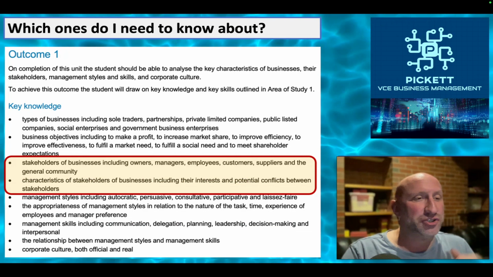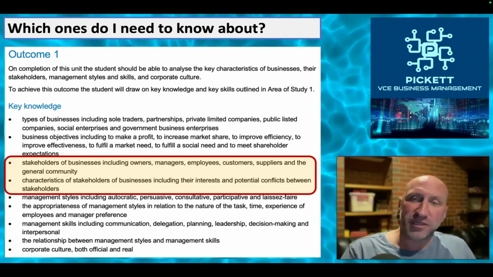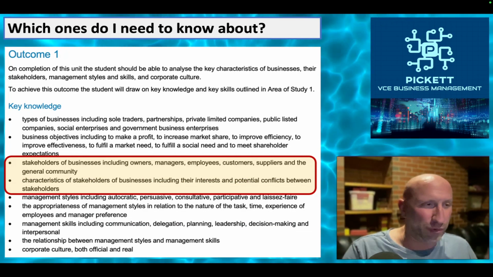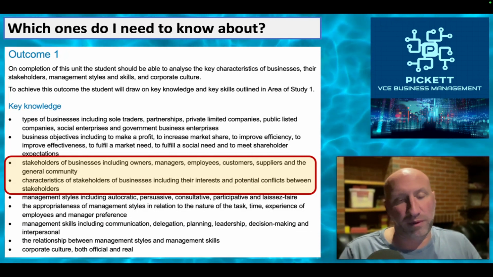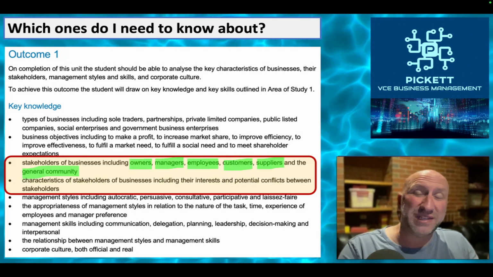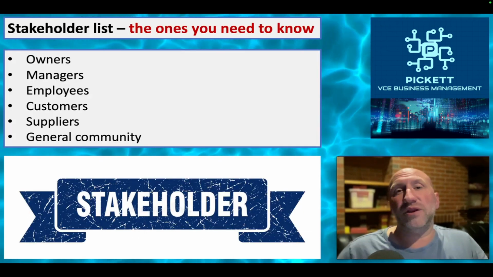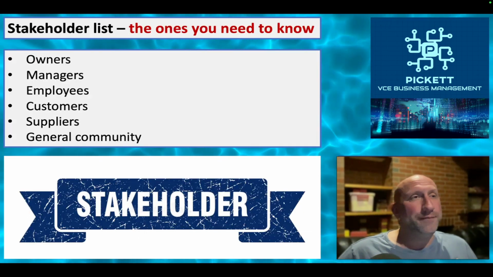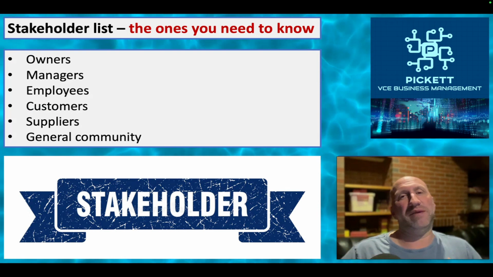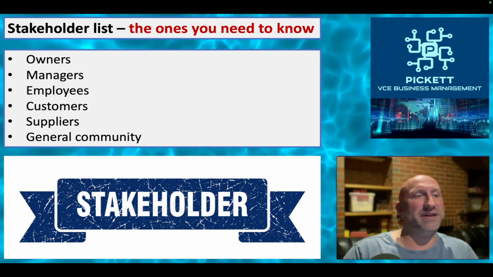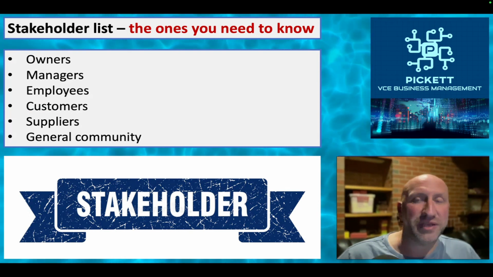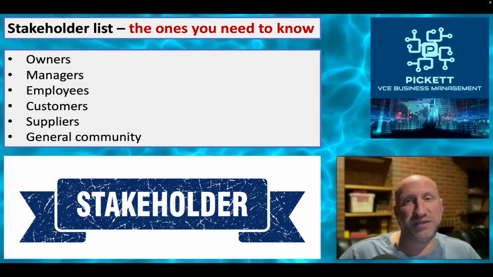So going back to the study design. We're looking at the first bullet point here, stakeholders including, and so on. So they're the ones that are listed. There are 6 of them listed in the study design. Again, the reality is that in real life, there are many, many more stakeholders than this. But again, stick to the script. These are the ones identified in the study design.